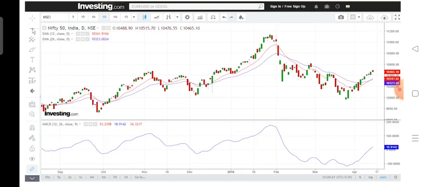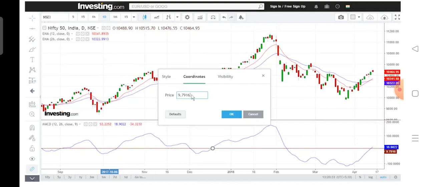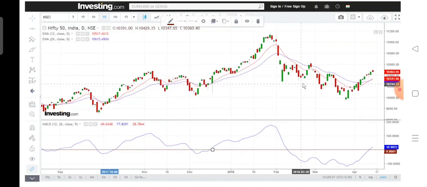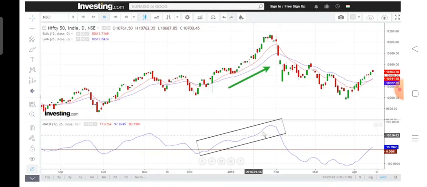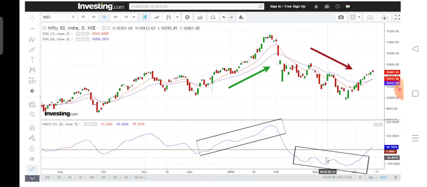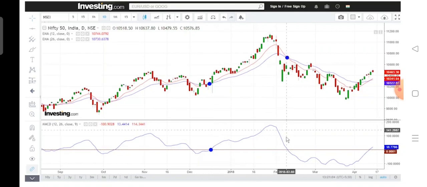Now let us do one more thing. Let us put a zero line here. So here we make the coordinate at 0.001, so it is practically the zero line. Now what we can understand is that when there is an up move, MACD is above the zero line, and when there is a down move, MACD is below the zero line. So the MACD crossing the zero line is the difference between these two moving averages crossing over. When there is a crossover, the MACD is at the zero line at this point. Again the reverse crossover, see, MACD is at the zero line at this point.